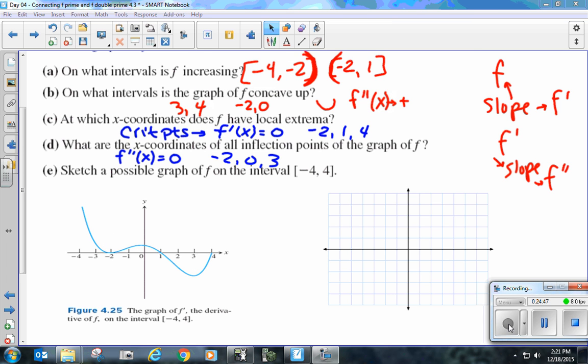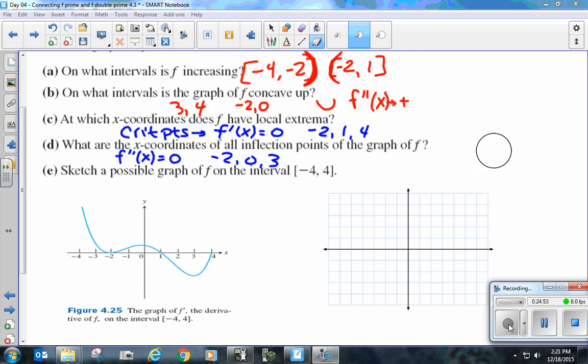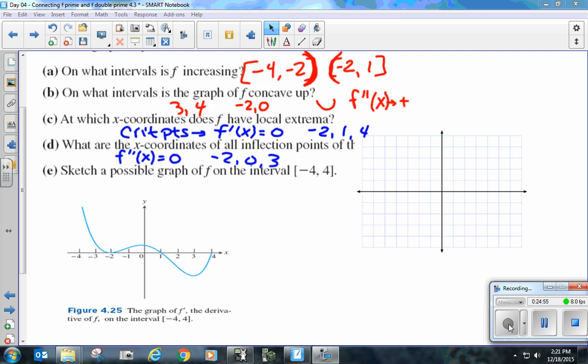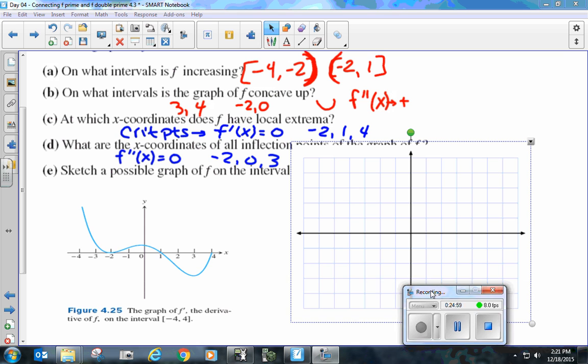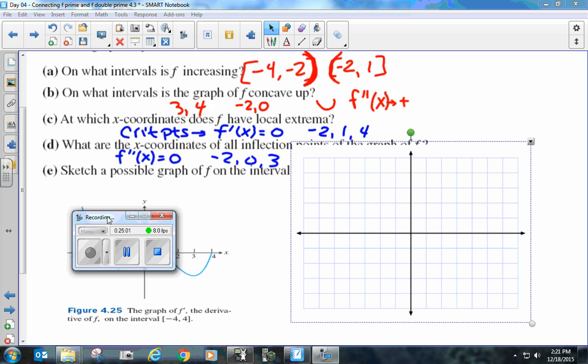Sketch a possible graph. So, this is what we're going to do. It says a possible graph because this might differ. The only real information you have are the slopes, whether it goes up and down, the critical points. You don't have how far up or how far down it goes. You only have the x value. We can't find the y value because you don't have the original function to put that in, do we? No. So let's do it this way.